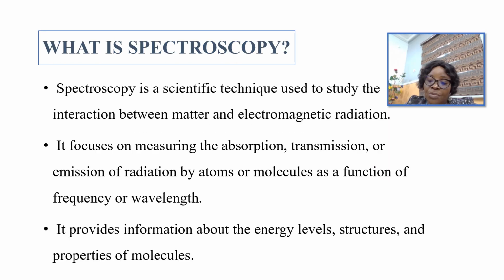What is spectroscopy? Spectroscopy is a scientific technique used to study the interaction between matter and electromagnetic radiation. It focuses on measuring the absorption, transmission, or emission of radiation by atoms or molecules as a function of frequency or wavelength. It provides information about the energy levels, structures, and properties of molecules.